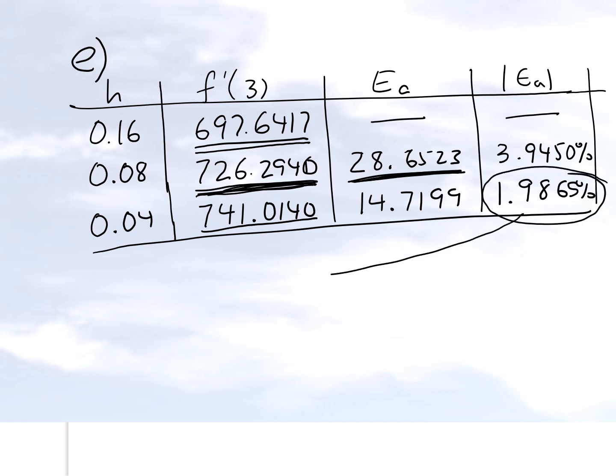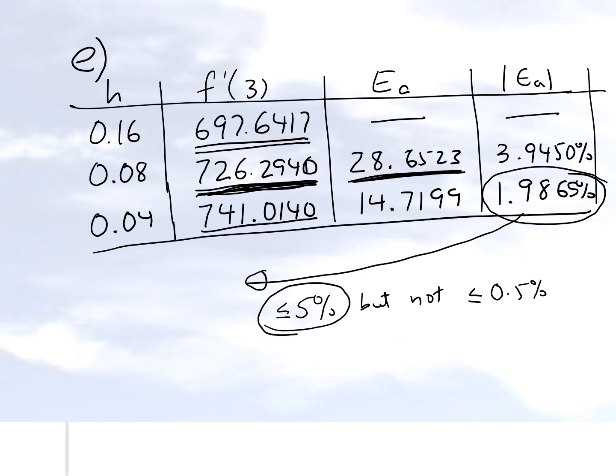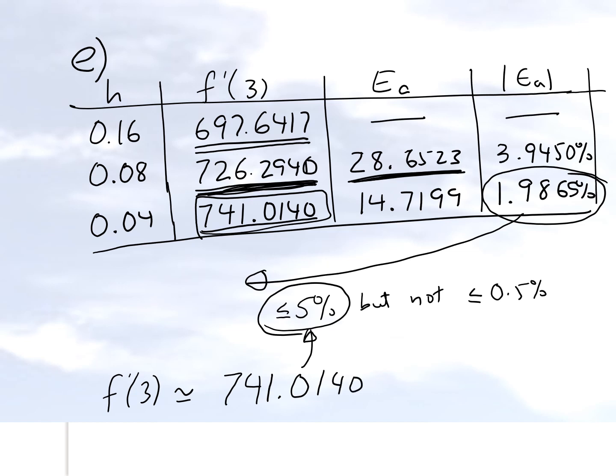So if we take this number right here, it is less than 5%, but not less than or equal to 0.5%, which leads us to believe that we can only trust one significant digit in this number. So we have f prime of 3 approximately equal to 741.0140, and since our absolute relative approximate error is only less than 5% but not less than 0.5%, we can only trust the first significant digit, which is 7 in this case.